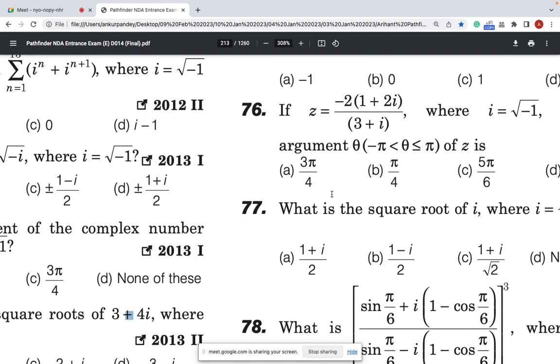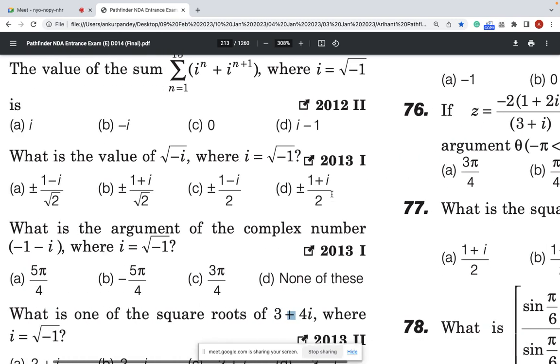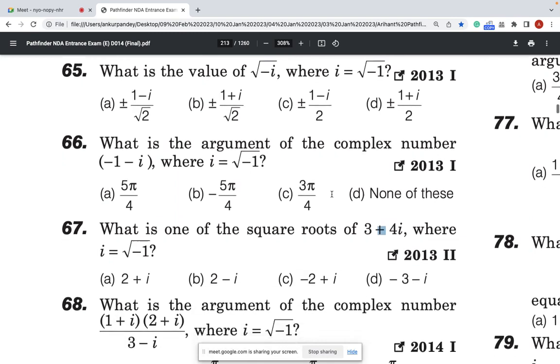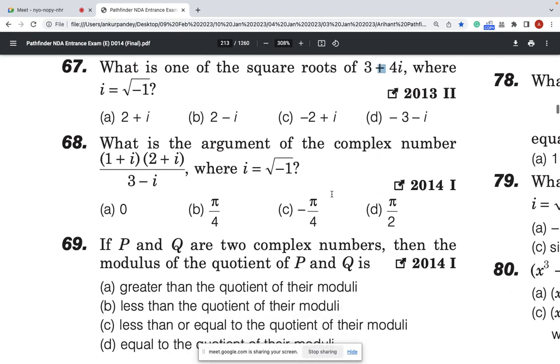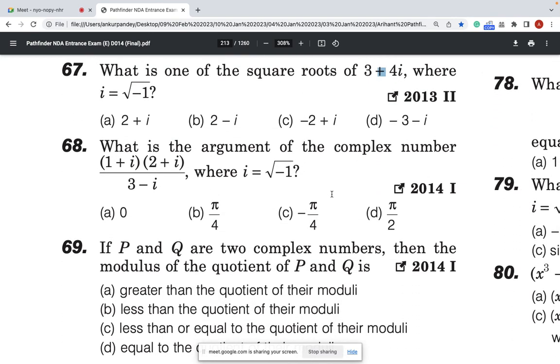Sir, can you please repeat it? Which part? Finding the square root. Very good, I will. See, they asked, what is the square root of 3 plus 4i? Whichever number's square root is asked, you always see its imaginary part's sign. Like in this case, you will see plus 4i. Yes or no?